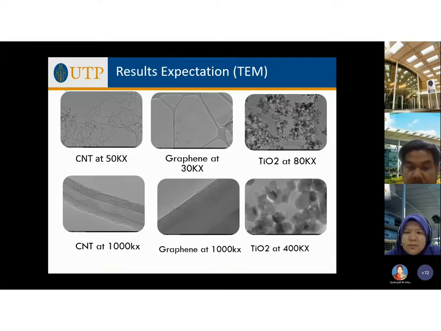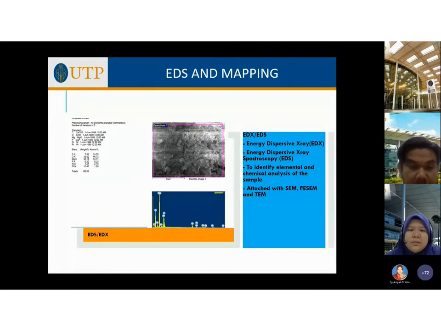And next is TiO2. It's considered a nanoparticle. We can measure the size. And this is also TiO2 at 400,000x. Okay, next.